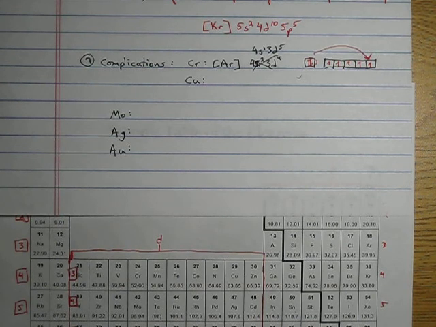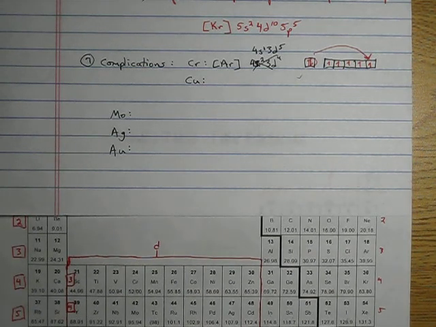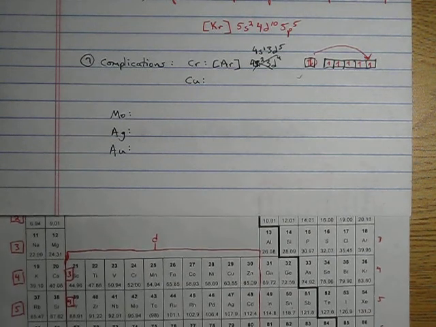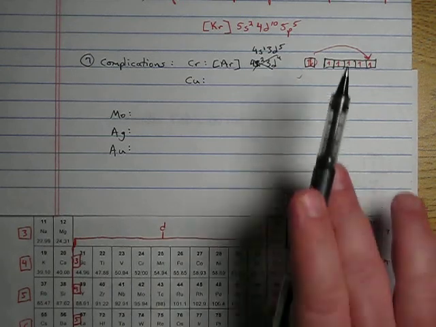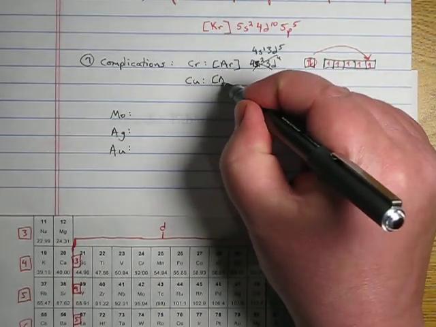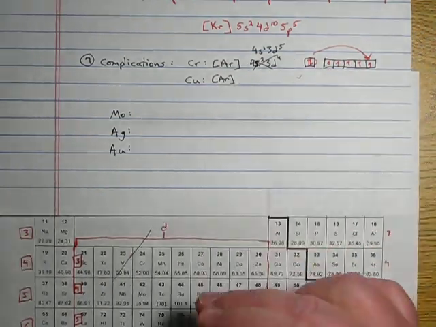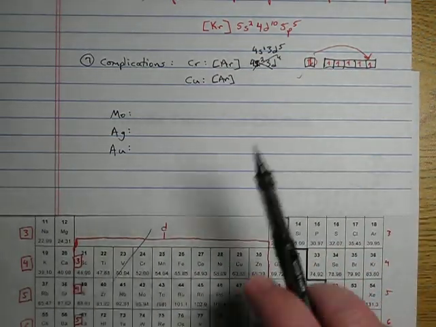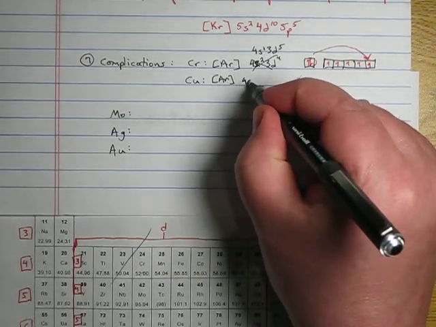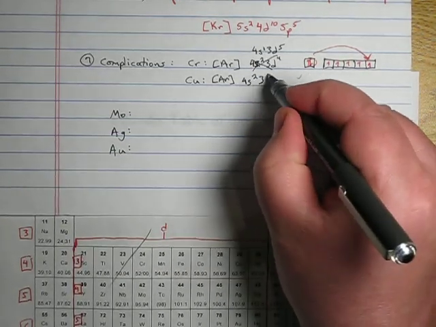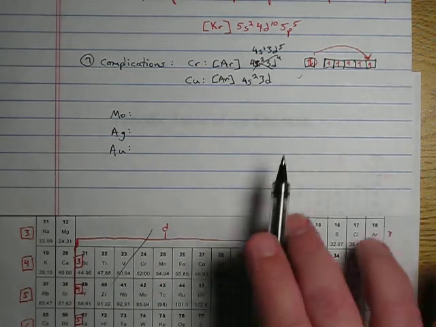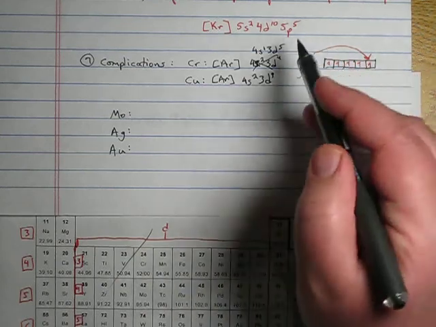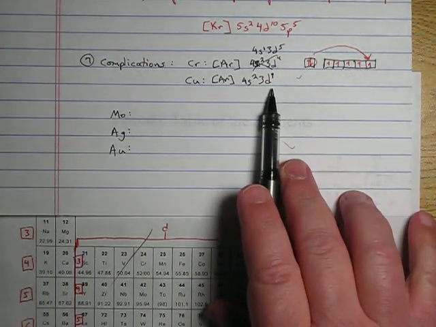All right, so what do you think is going to happen with copper? Well, let's take a look. Normally copper, well, where are we at here? Okay, here's copper, argon core. Normally it would be 4s2, 3d, let's count, 1, 2, 3, 4, 5, 6, 7, 8, 9, 3d9.